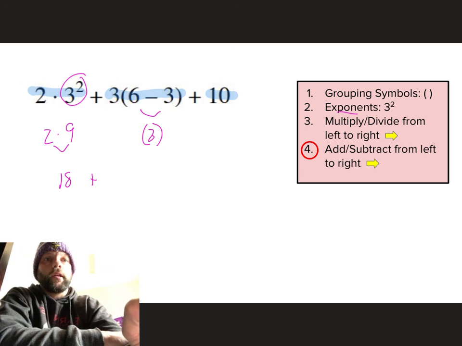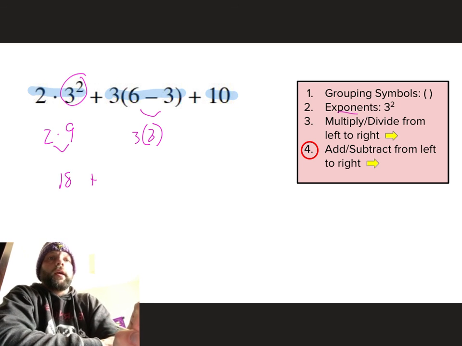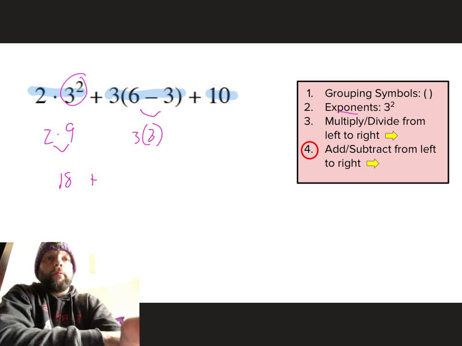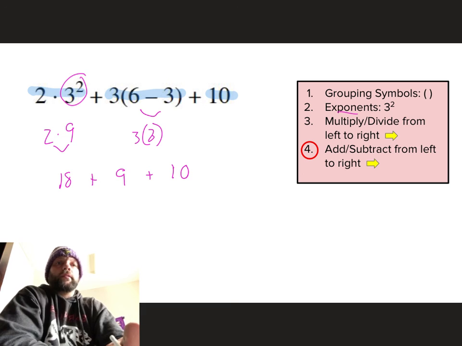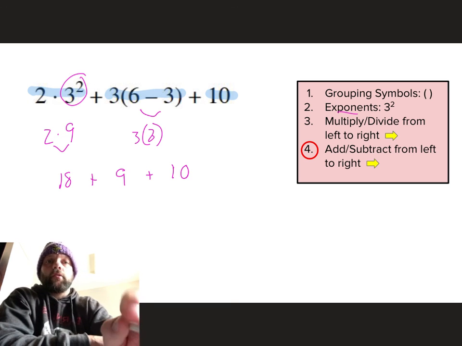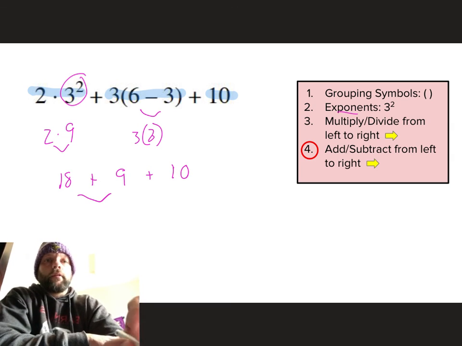Sorry, that 3 is not very nice. And then I have 3 groups of 3, which is going to get me 9. And my 10 had nothing to do with it, so that remains the same. Now that I'm down to addition, again, I'm just going to add straight across. So 18 plus 9 is going to bring me to 27. Plus 10 is going to bring me to 37.